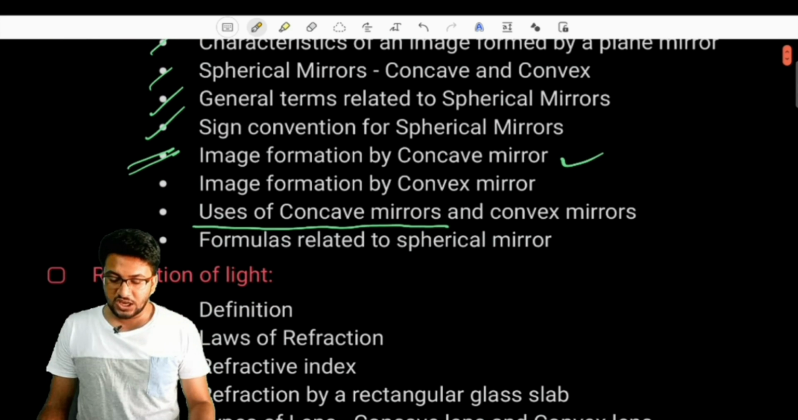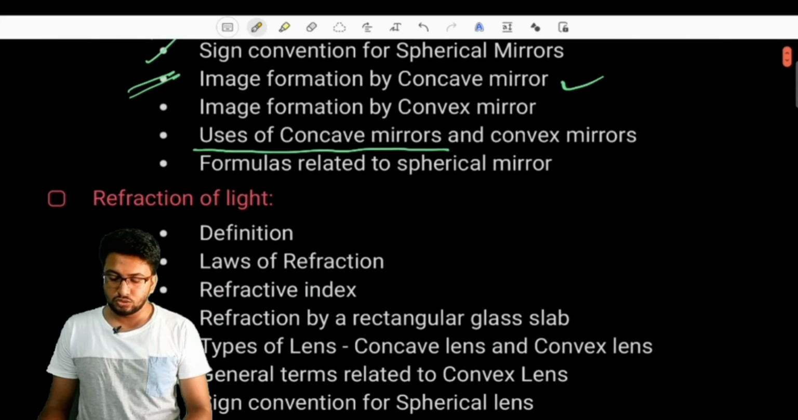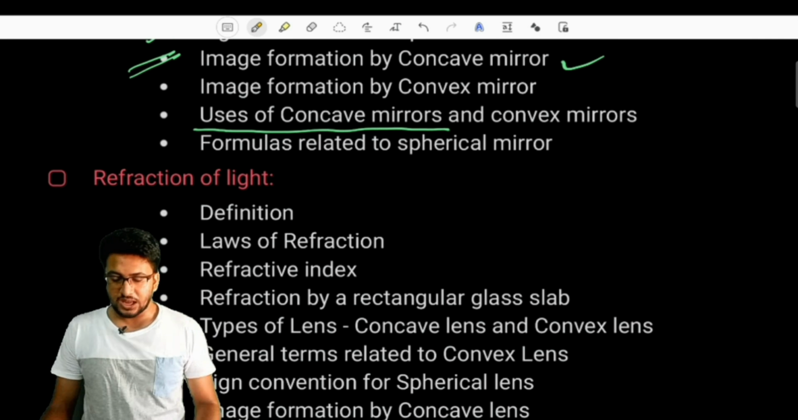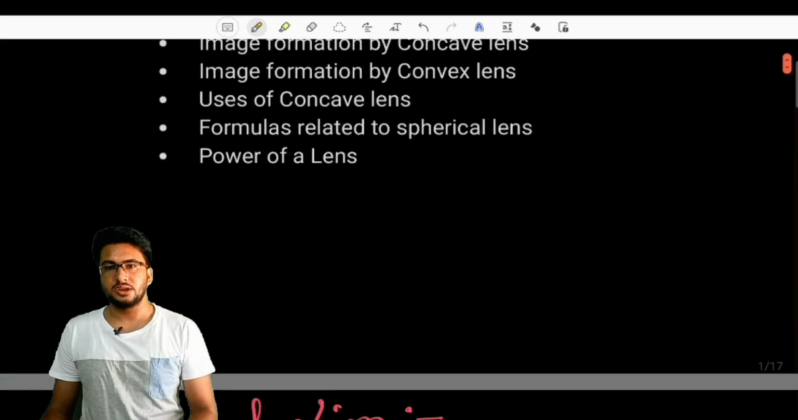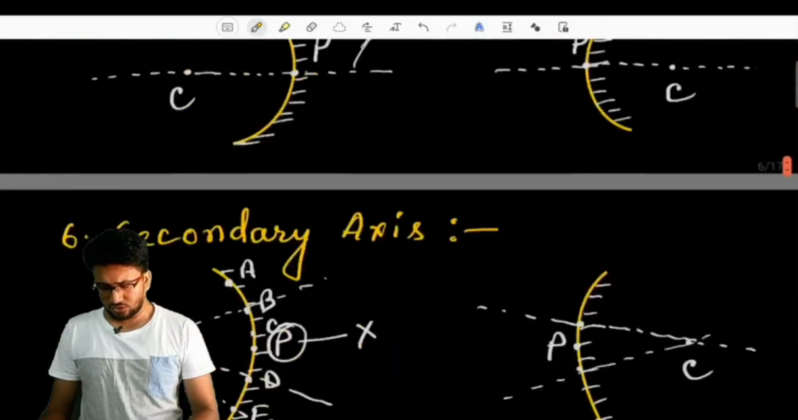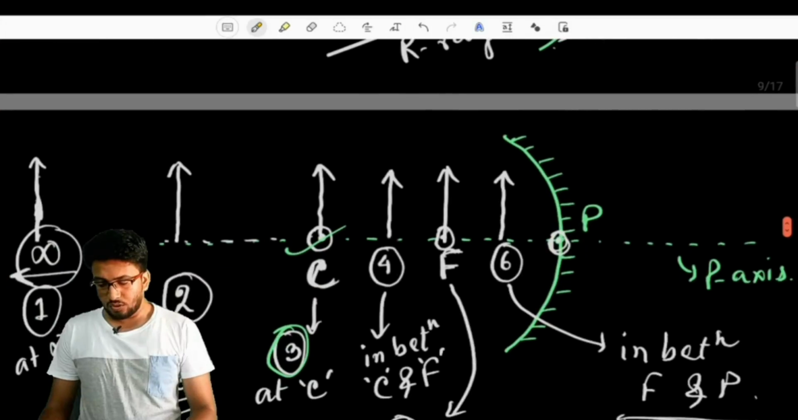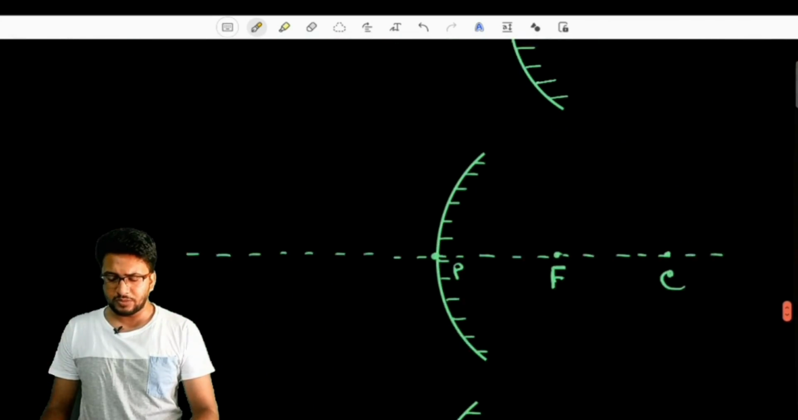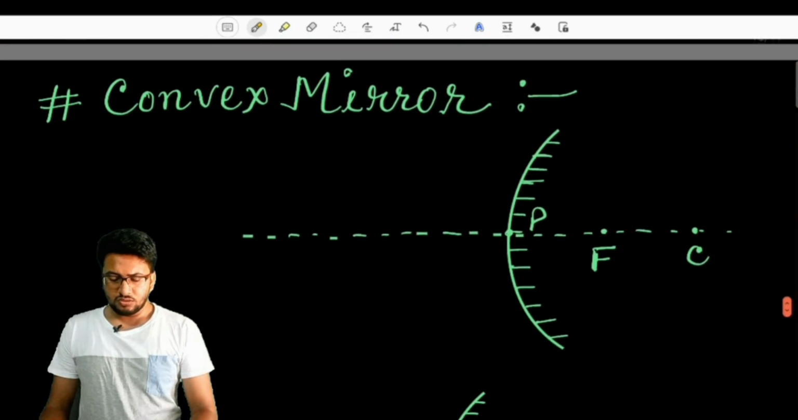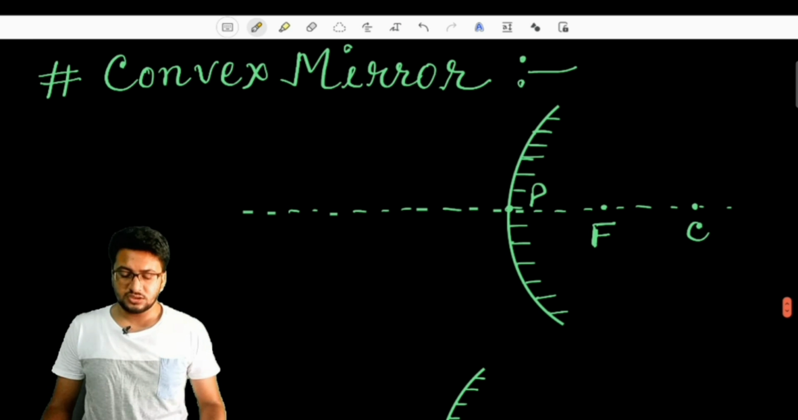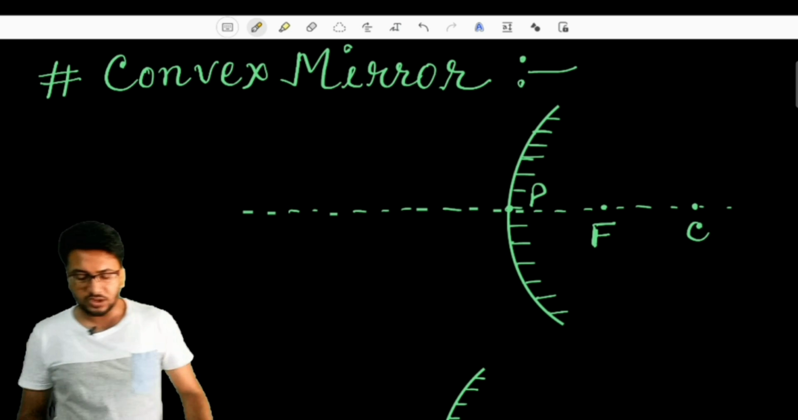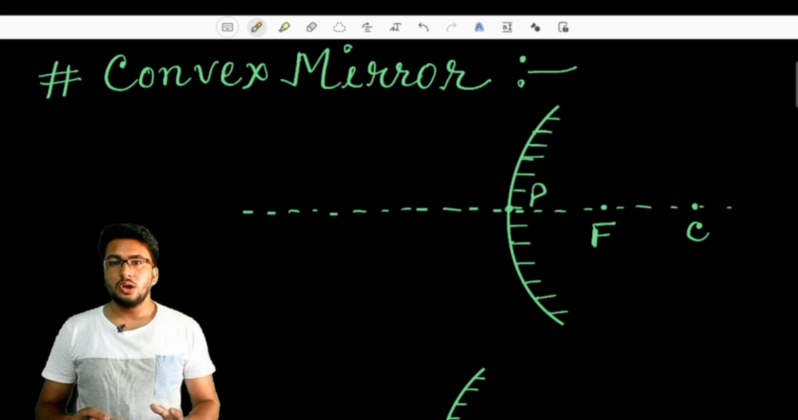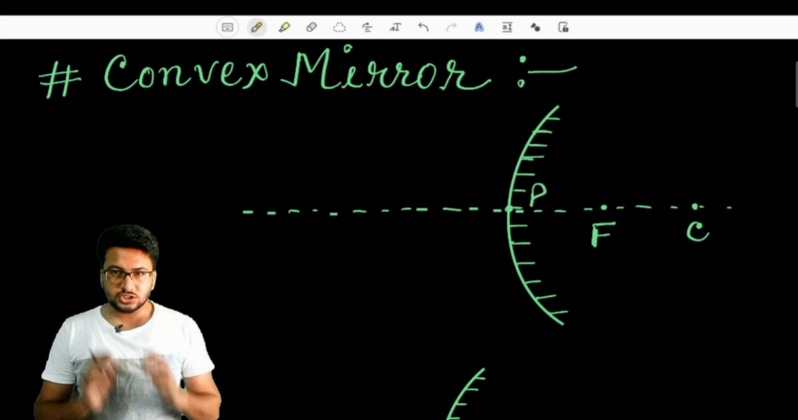So, without much delay, let's get started with today's topic, where we will study the image formation by a convex mirror. And to do so, what do we need? We need the rules that will be followed by light while making the image in front of a convex mirror. That means, if the object is placed in front of a convex mirror, what kind of image will be formed by such a mirror?